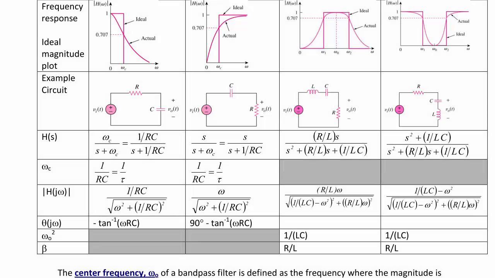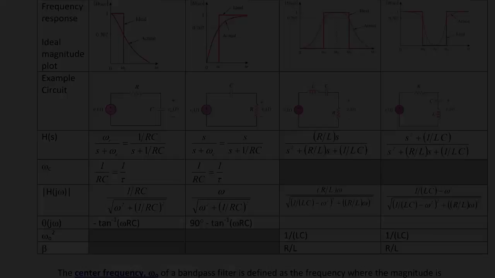In order to create the magnitude plot for these, you would find the magnitude of those transfer functions for low pass, high pass, band pass, and band reject as shown here on the table. And the phase angle plots for the two first order circuits is negative arctangent of omega RC, or 90 degrees minus the arctangent of omega RC. Those last two rows represent the resonant frequency and the bandwidth for the band pass and band reject filters.